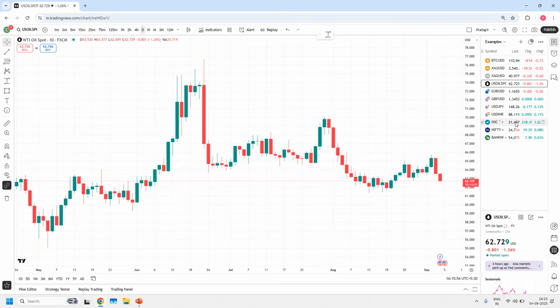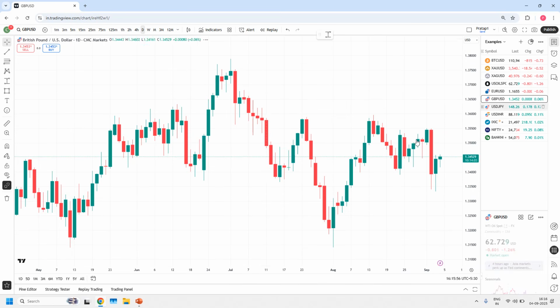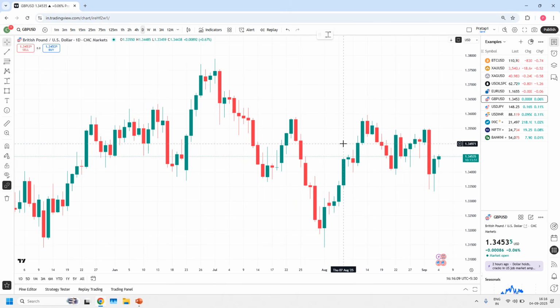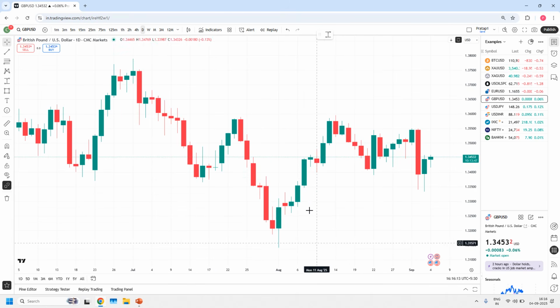And similarly, we have seen already the euro, we will see the Great Britain pound and, excuse me. So did you notice here? Price moved in a balanced way and then all of a sudden imbalance took place within this area.